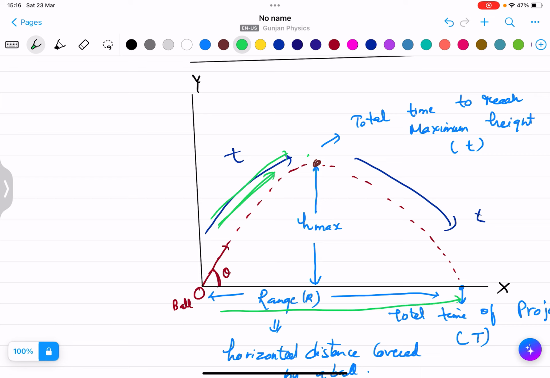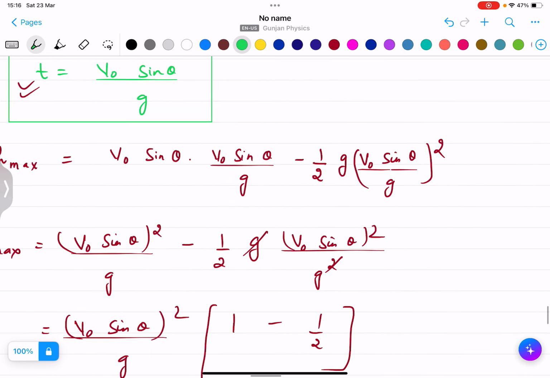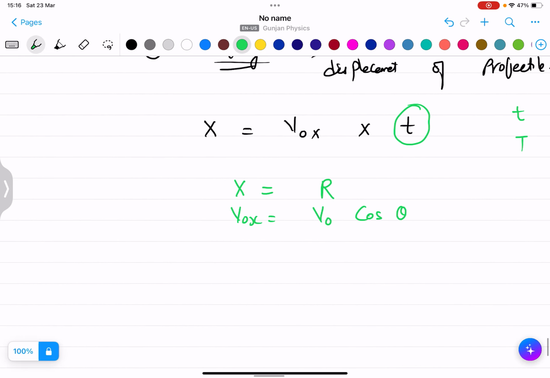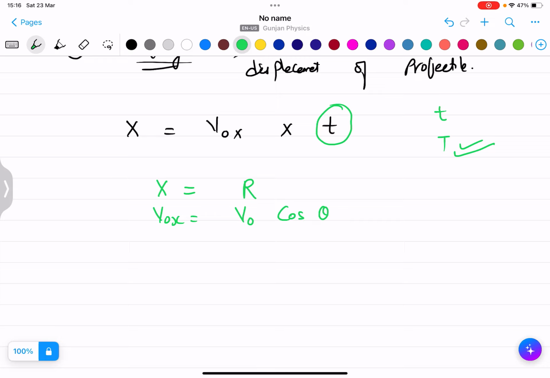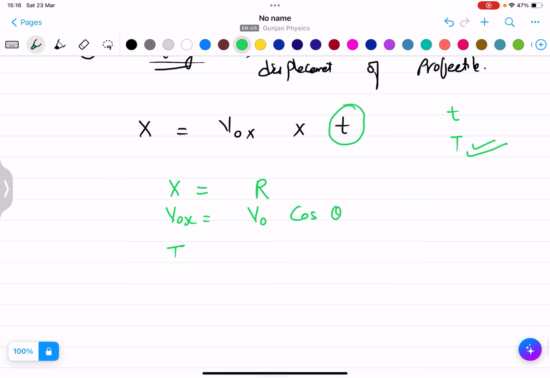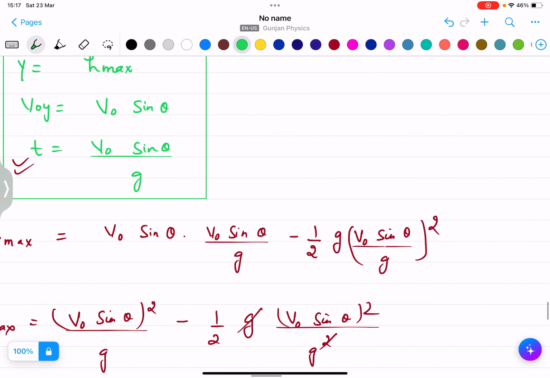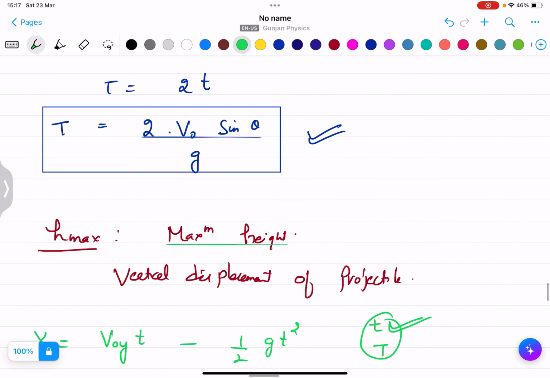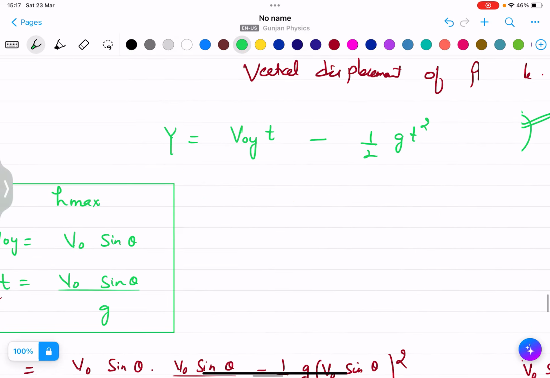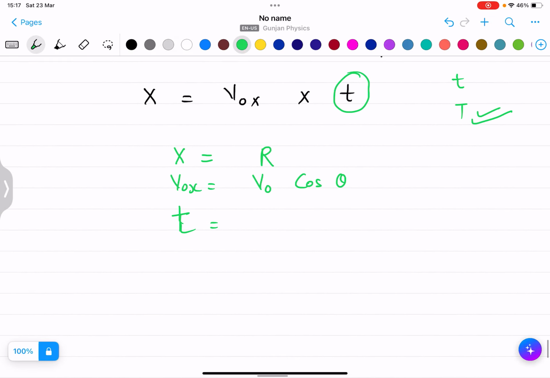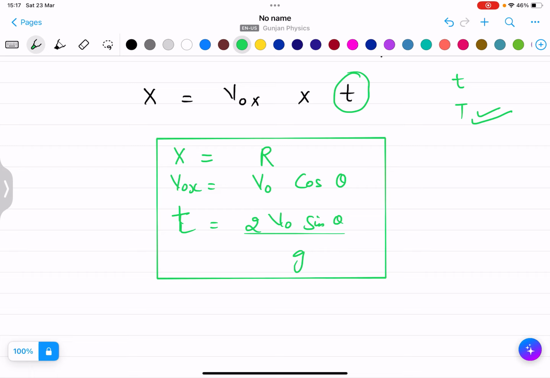That means we need to calculate the total range. That means we will take the capital T here, the total time taken by the projectile, right? So we will say t equals capital T here. And what is the formula of capital T? We found out the capital T formula. Yes, 2 v naught sine theta by g. So what we will do, we will just put all these values in this equation.